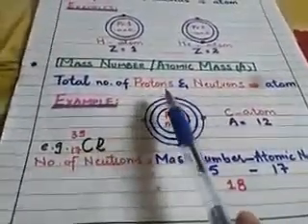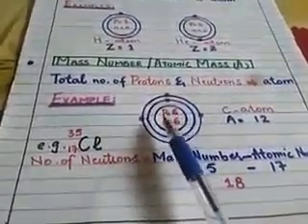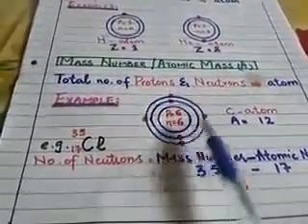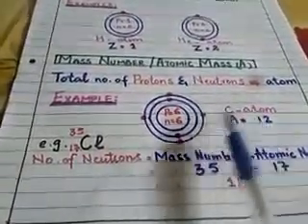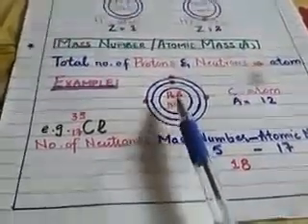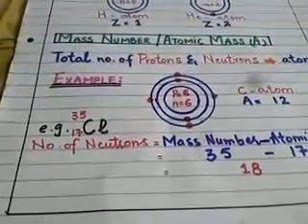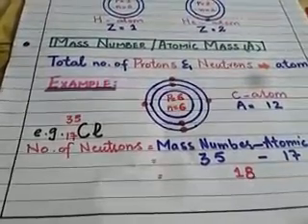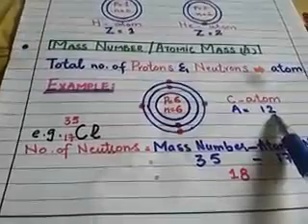So if we want to know the mass number or atomic mass of an atom, we simply have to calculate the total number of protons and neutrons which are present in its nucleus. So here we will discuss the example of carbon atom. As you can see, in the nucleus of carbon atom there are 6 protons and 6 neutrons. So by counting the number of protons and neutrons, we get a total of 12. So we can say that the atomic mass of carbon atom is 12.